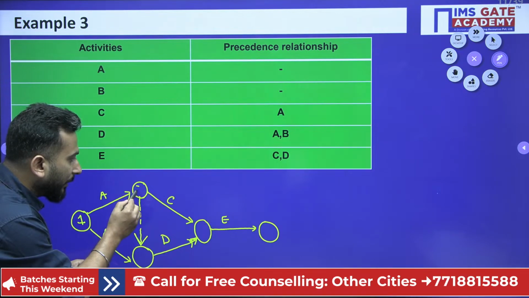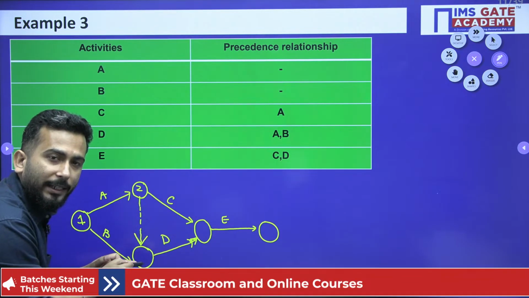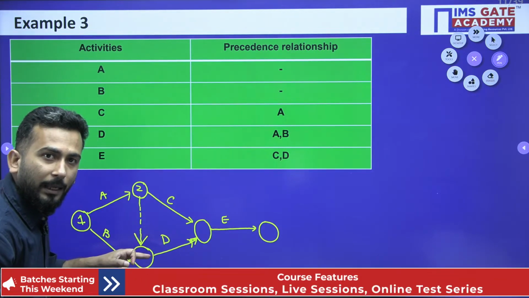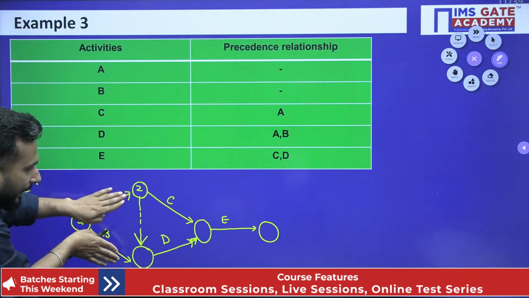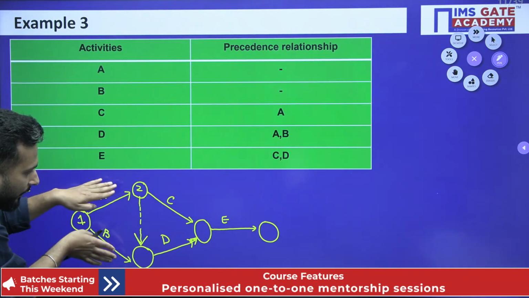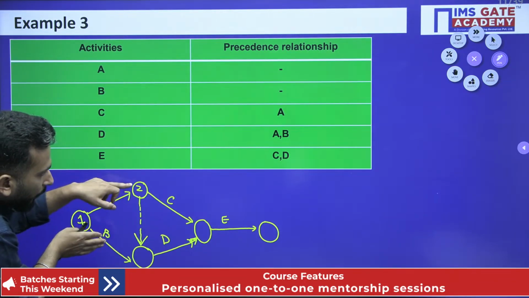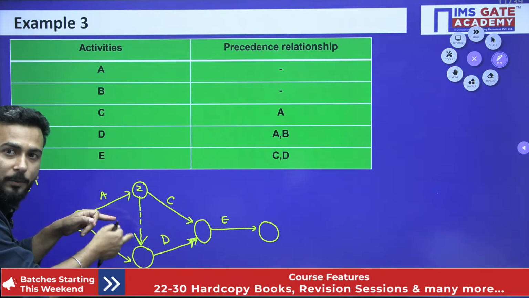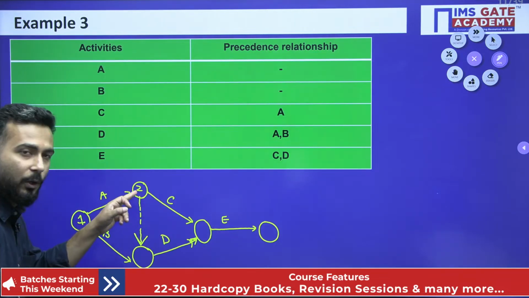I have to number this first. Why? Because this I cannot number now. Why can I not number now? Because it has an incoming arrow. First I have numbered this, then I have deleted A and B. Why? Because whatever arrows are going from 1, I have to delete. I have deleted. Now what is left? Only this is left. This is not left, because this has an incoming arrow. I hope this is clear as far as dummy is concerned. So now I have numbered this.